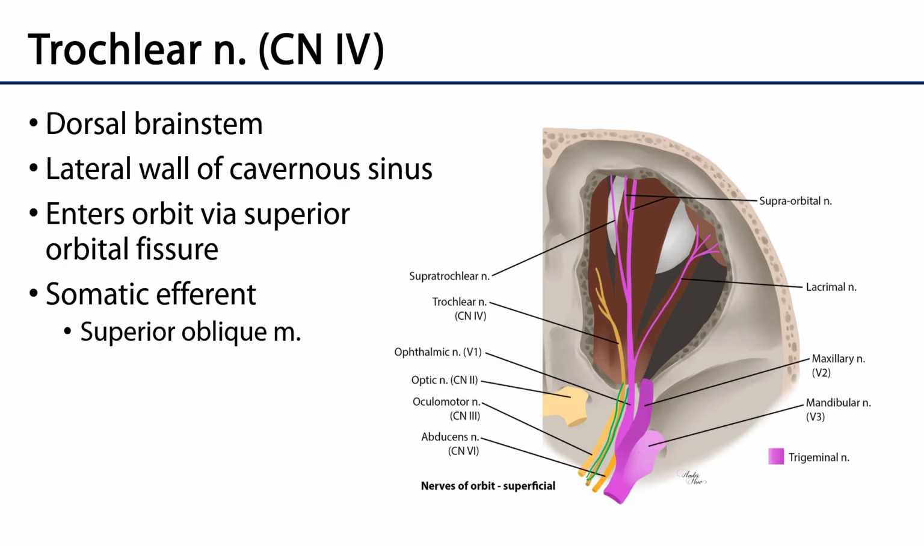The trochlear nerve has but one function, and that is to serve the superior oblique muscle, whose belly we can see here. The superior oblique muscle's tendon goes through a fibrocartilaginous pulley known as the trochlea before it then inserts on the sclera of the eye. And so the trochlear nerve is going to activate the superior oblique muscle.